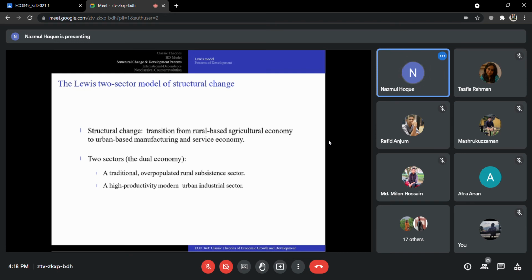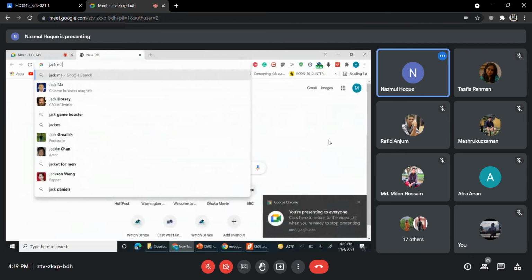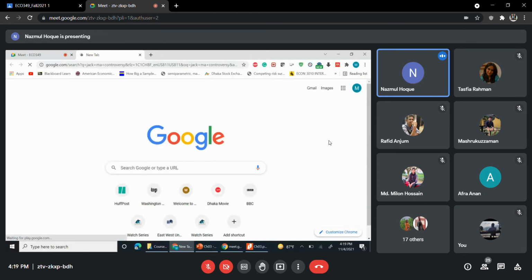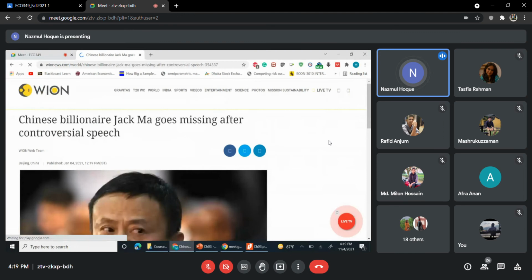So you'll see something like this. The headline, I think you can see the title: Chinese billionaire Jack Ma goes missing after a controversial speech. He said something that the communist government didn't like.